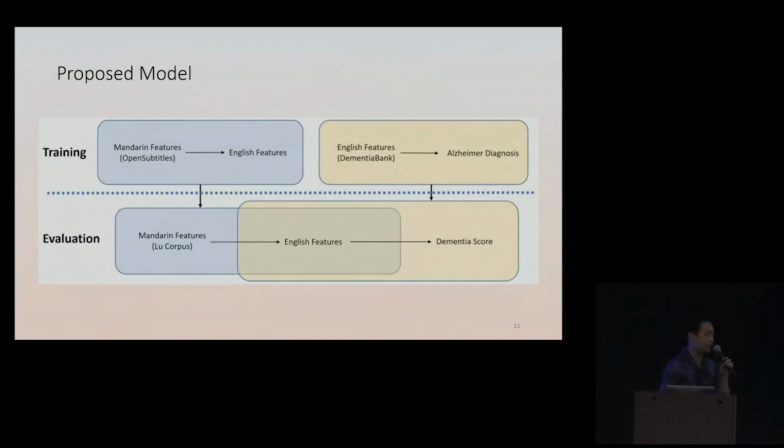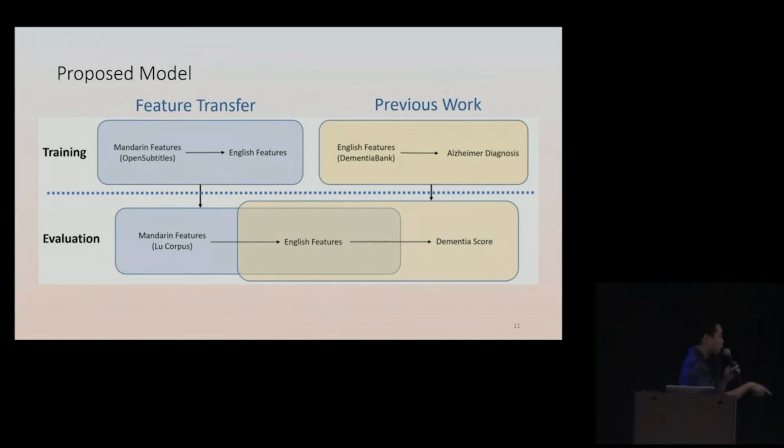Okay, so now we have the proposed model. It's a little bit complicated, so let's break it down step by step. On the top left here, you have the feature transfer model. This model is the one that goes from a set of Mandarin features to a set of English features, and this is trained using the movie subtitles corpus. And on the right here, we have the previous work by Fraser et al. that takes in English features and then uses a logistic regression classifier and gives you a dementia diagnosis prediction.